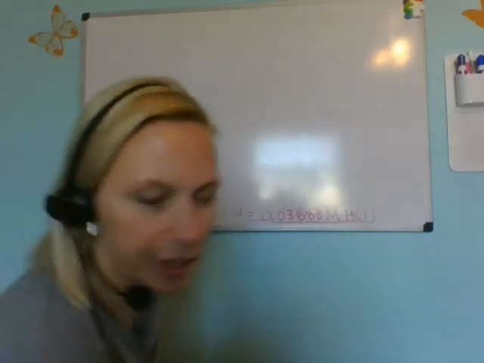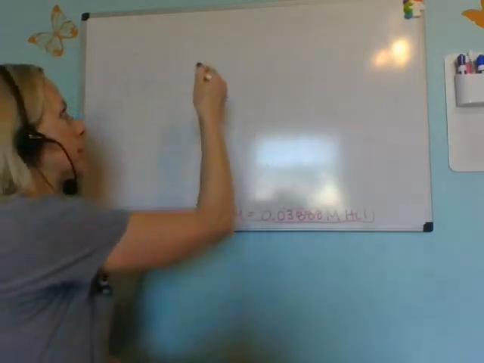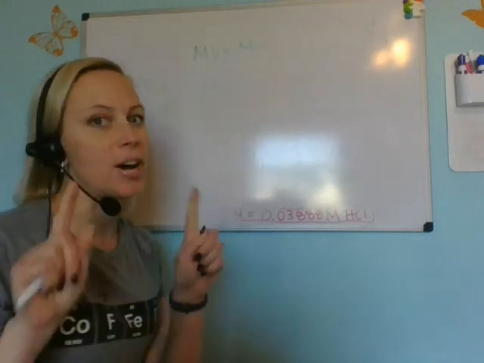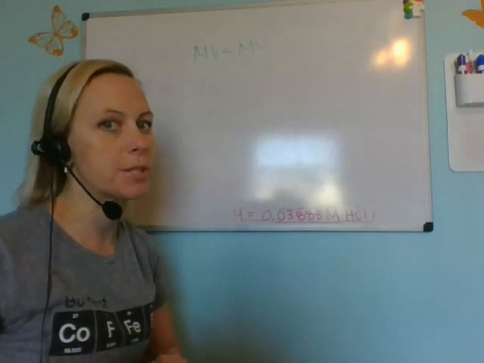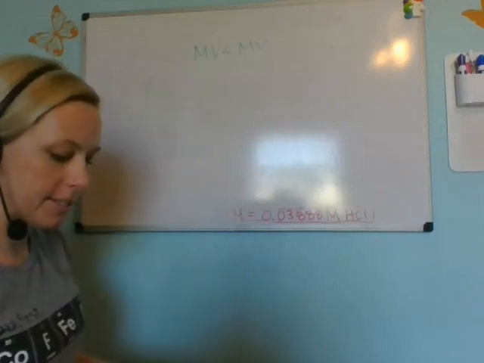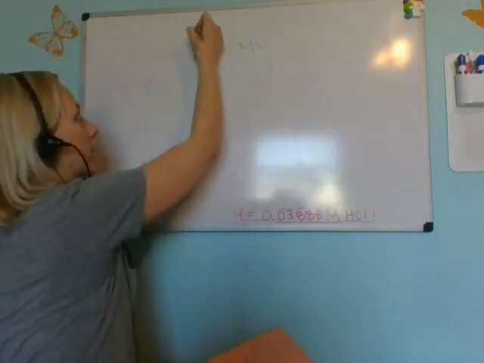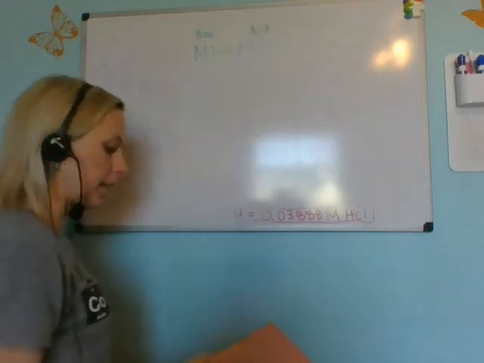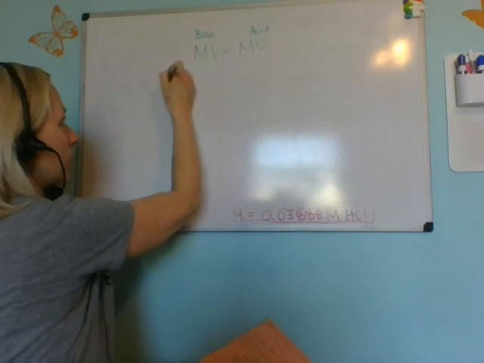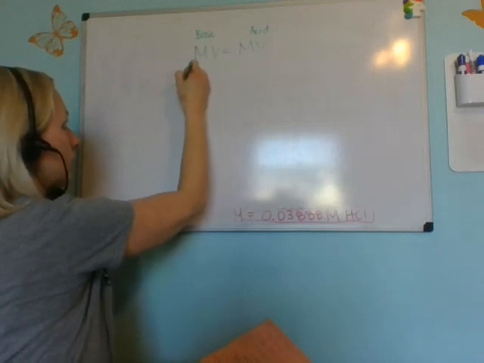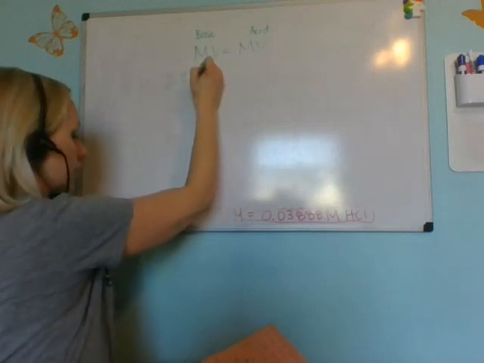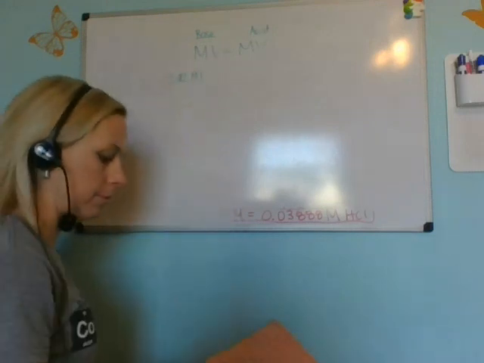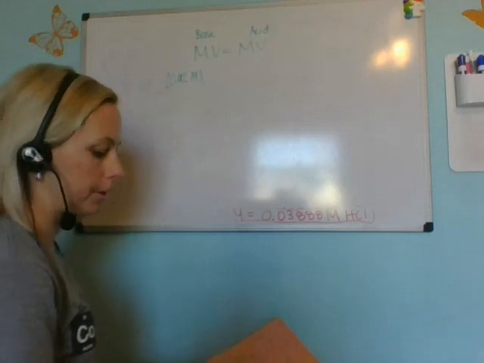I'm going to use a green marker now to show you the shortcut method. We had MV is equal to MV. And I kept saying, as long as we're a 1-to-1 ratio, this works out pretty nicely. But let's see what happens. So my base to acid. And in this case, my molarity of the base was 0.12 molar. Is that what I used? I gave you, there you go, 0.012 molar.